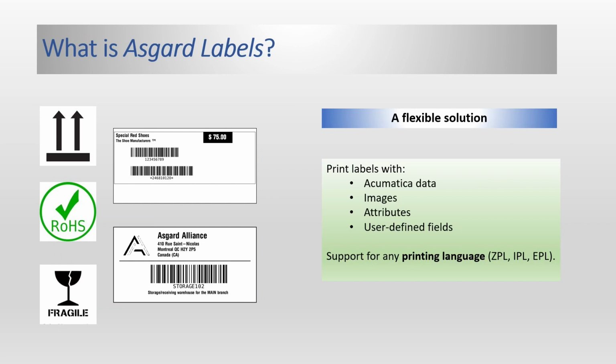Now, Asgard Labels is also a flexible solution. You can print labels with Acumatica data, you can add images, attributes, and you can even use user-defined fields. And Asgard Labels also has support for any printing language, whether that be ZPL, IPL, EPL, or any other language.